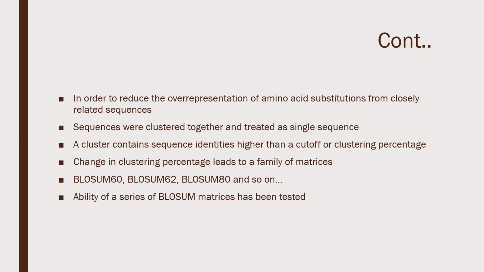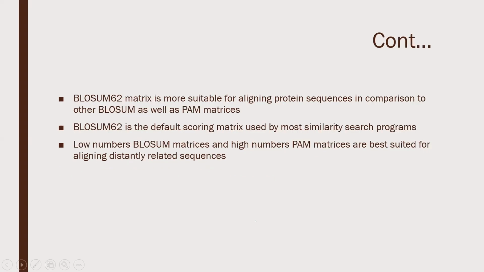And after the series of matrices are developed, which one is better for alignments? In order to check that, the ability of these matrices was tested. When the ability of all these matrices was tested, it was found that BLOSUM 62 is most suited for aligning protein sequences in comparison to other BLOSUM as well as PAM matrices.